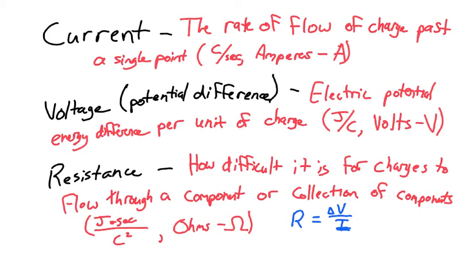What we find is that for some materials that we'll call ohmic materials, this ratio is constant. So it doesn't matter how much voltage we put across this component, the ratio of voltage drop or potential difference across that component to the current going through it is going to give us just a single value. That value we define as the resistance R in ohms for that component.